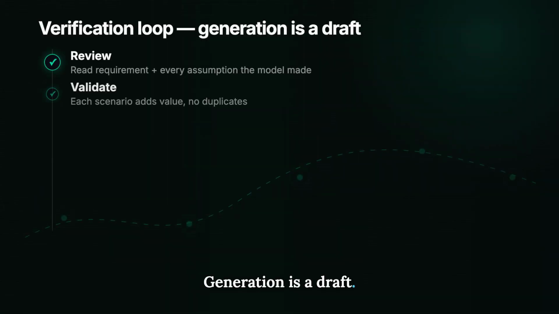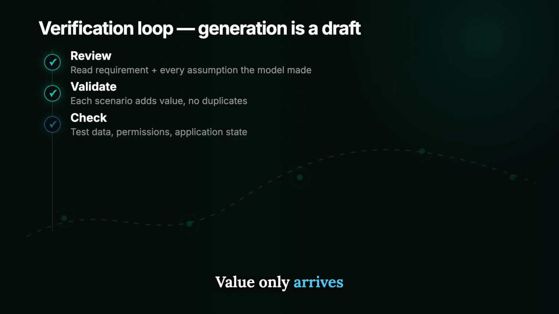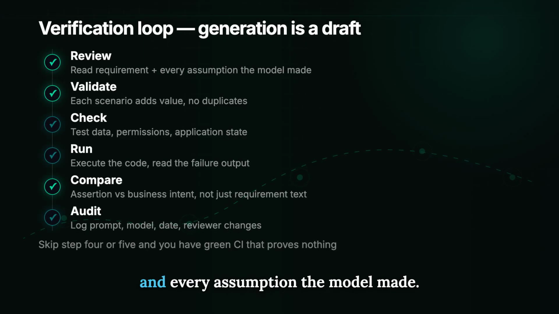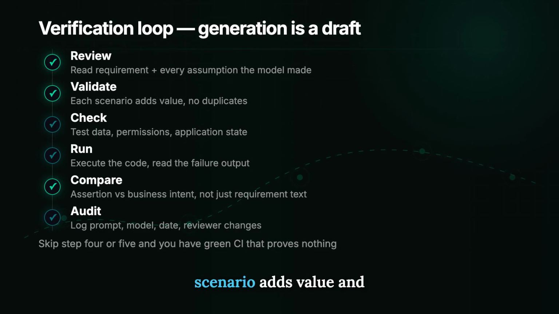Generation is a draft. Value only arrives after verification. Step 1. Review the requirement and every assumption the model made. Step 2. Check that each scenario adds value and that none are duplicates. Step 3. Verify the test data, the permissions, and the application state. Step 4. Actually run the code and read the failure output.